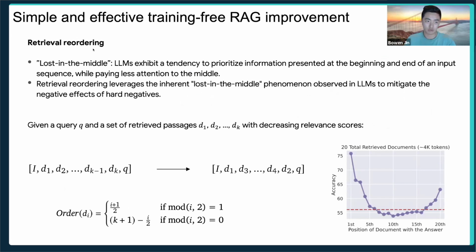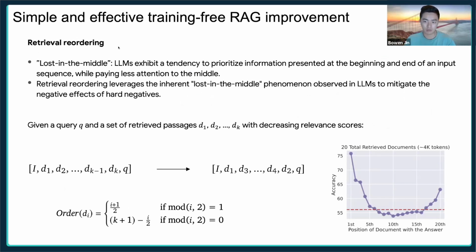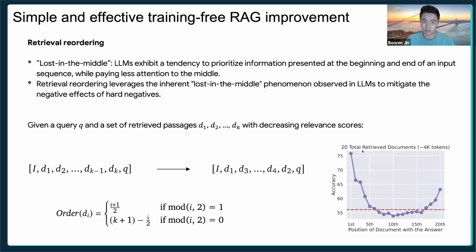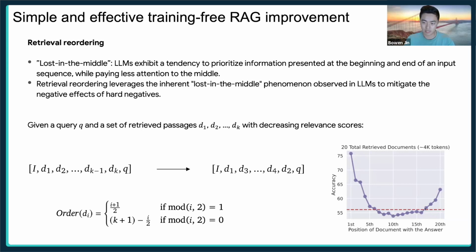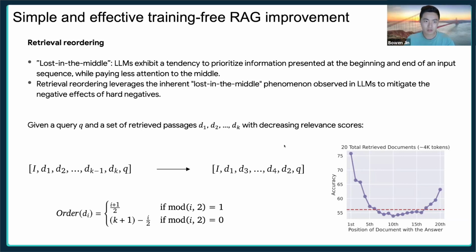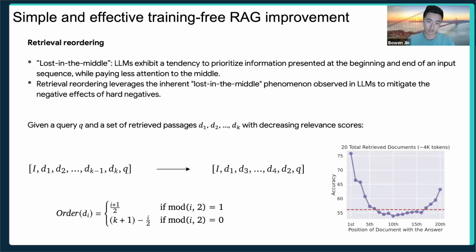The first one is called retrieval reordering. Retrieval reordering is an idea borrowed from the lost-in-the-middle phenomenon of large language models. We know that large language models mainly focus on the documents or information at the beginning or at the end of the whole input sequence, and will ignore or focus less on the information present in the middle. So we borrow this idea and use this kind of philosophy to build a bridge between the retriever and the LLM generator.